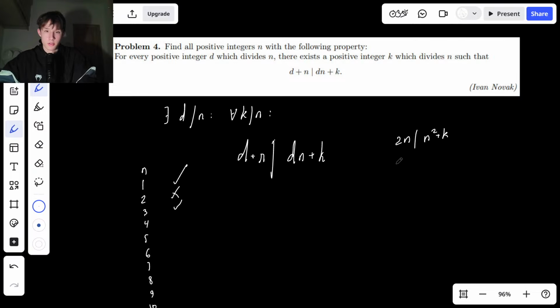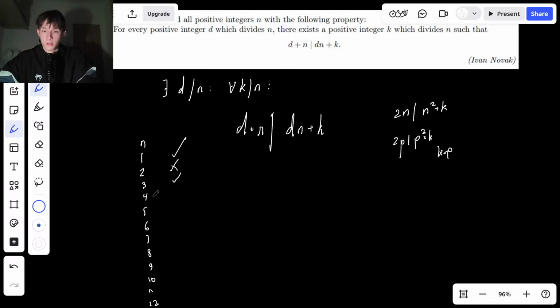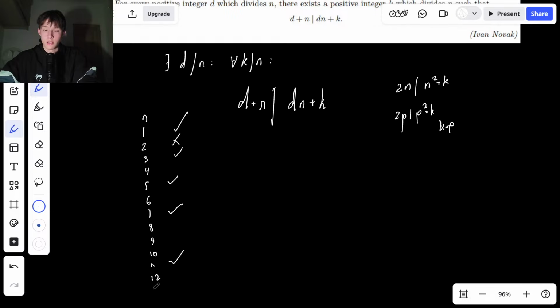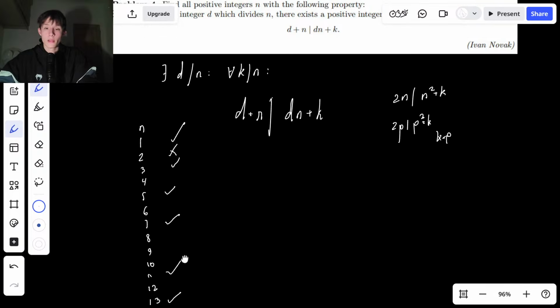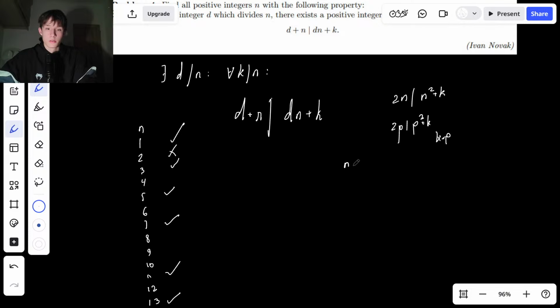So let's look at primes, for example. 2p divides p squared plus k. The only possible way is k equals p. So all primes except for 2 work. So 5 works, 7 works, 11 works, 13 works as well. Okay, how about 4? n equals 4. d equals 1 works. d equals 4, we get 8 divides 16 plus k. And yeah, that wraps.